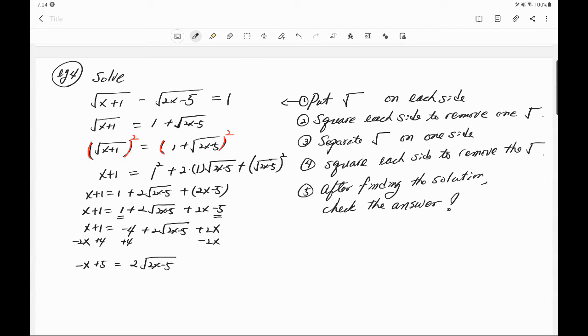Can you see it? So now we will square the equation again so that we can remove the square root symbol. So negative x plus 5. We're going to square this one, also square the right hand side. All right. Then use the formula, a plus b squared formula. So first term squared, so negative x squared, plus 2 times the first term times the second term, plus the second term squared. And the right hand side is 2 squared is 4, right? 2 squared times square root of 2x minus 5 squared.